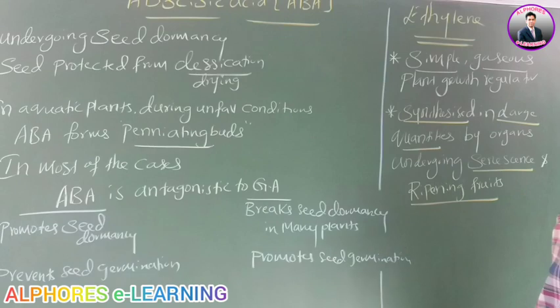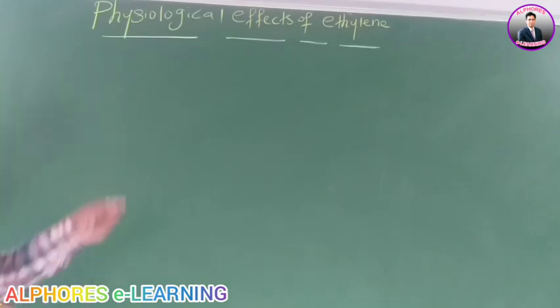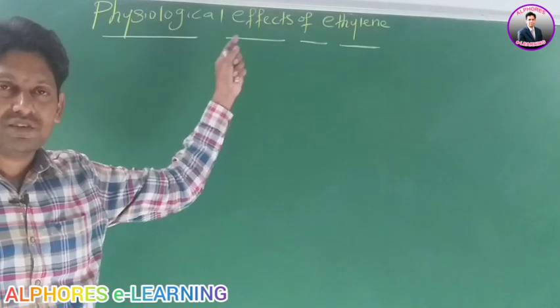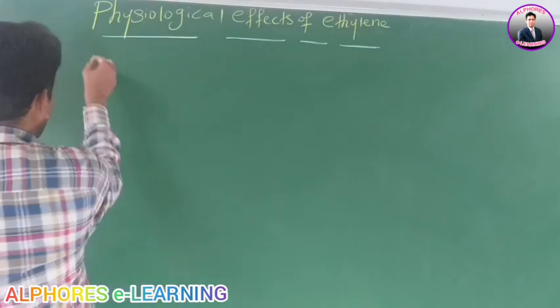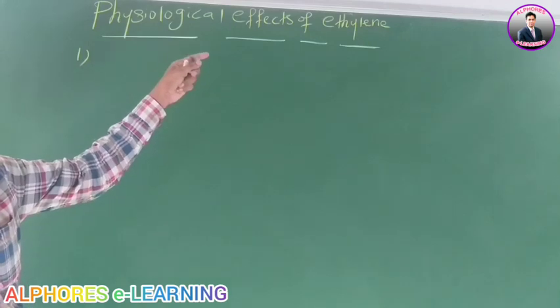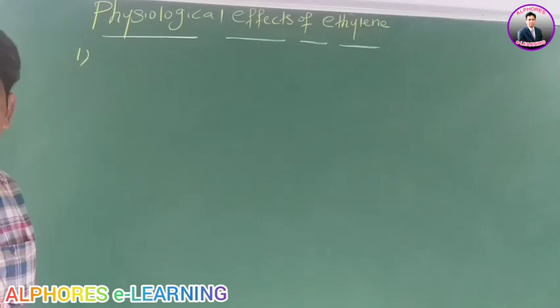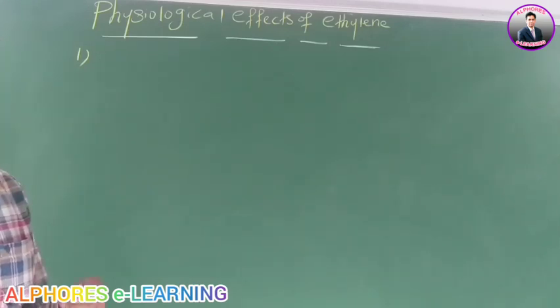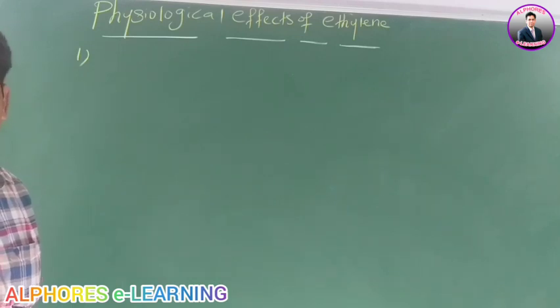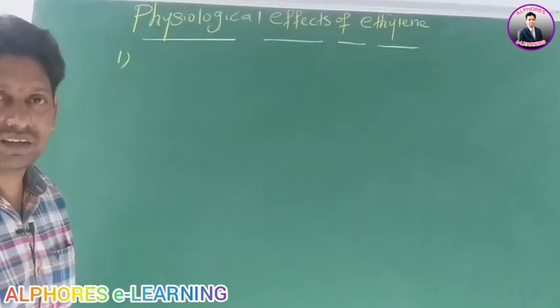Now go for physiological effects of ethylene. Number one, go for the first one. Listen. Sir, this ethylene promotes root growth. Promotes what, sir? Root growth and formation of root hairs. If root growth and root hairs are formed, automatically the area under absorption increases, right?